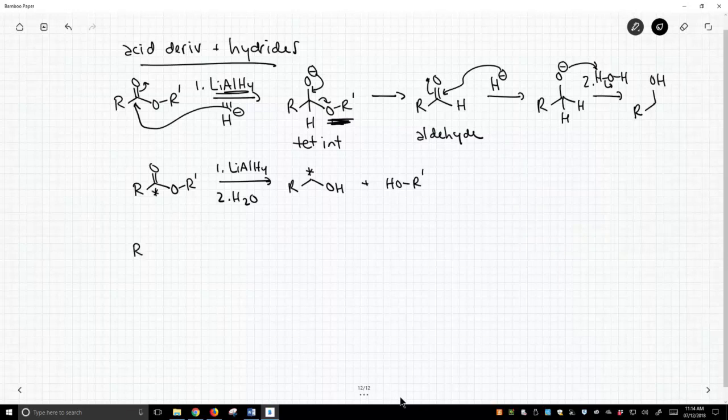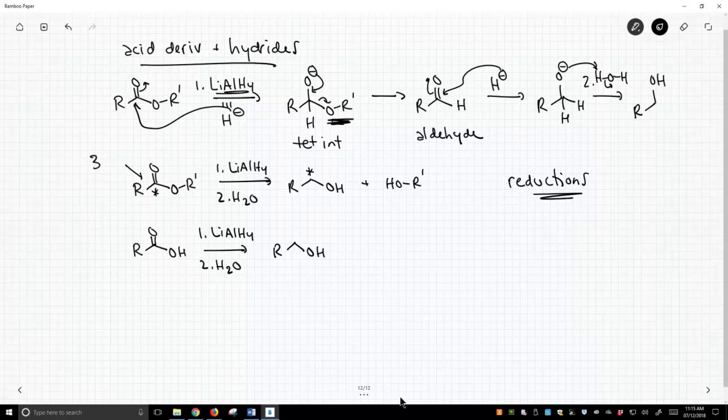You can also do this with carboxylic acids. Take a carboxylic acid and do the same chemistry. You will get an alcohol out, and that works really well. These are all reductions. We're reducing the oxidation state of the carbon. Note we're going from a carbon in the ester that has 3 bonds to an electronegative atom to a species that has just 1 bond. So we're reducing our carbonyl carbon.